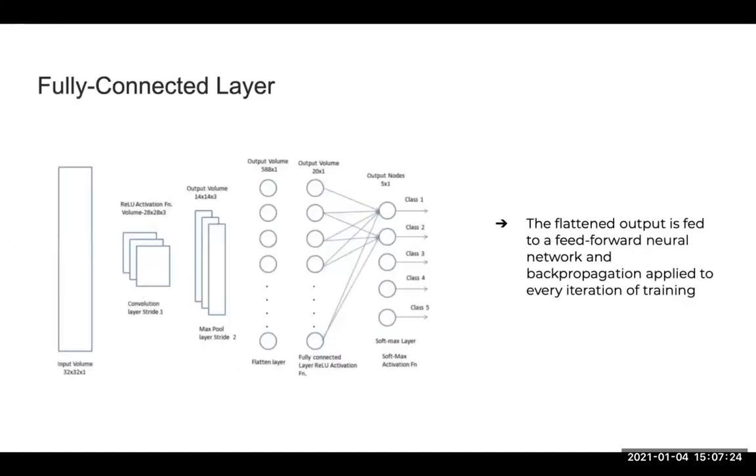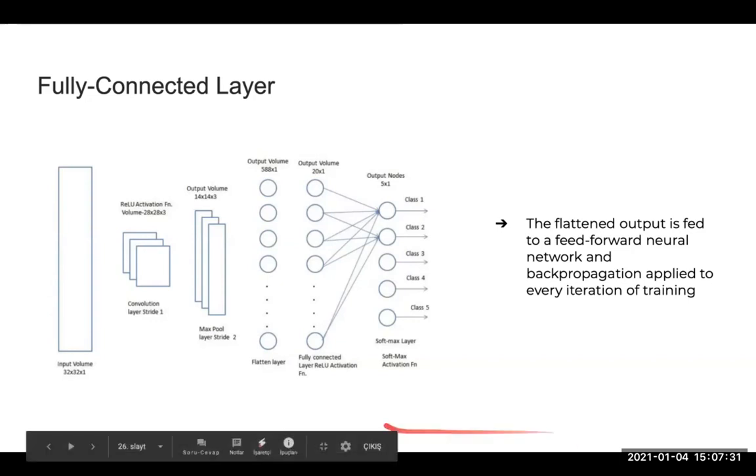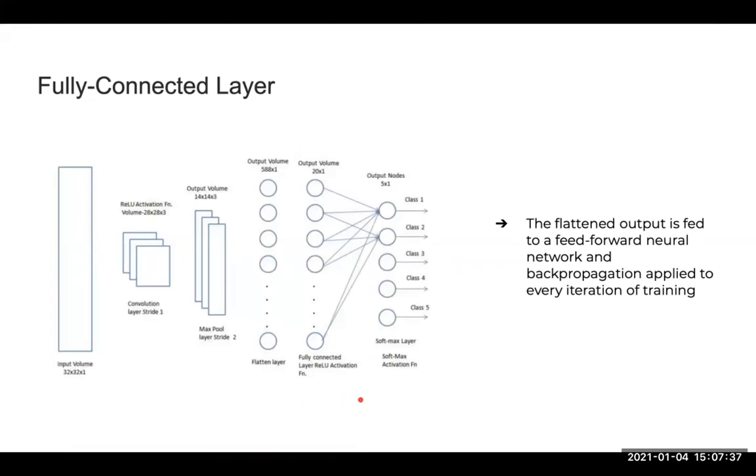In the second layer, the fully connected layer, the flattened output is fed to a feed-forward neural network and backpropagation is applied to every iteration of training. Over a series of epochs, the model is able to distinguish between dominating and certain low-level features in the image and classify them using the softmax classification technique.